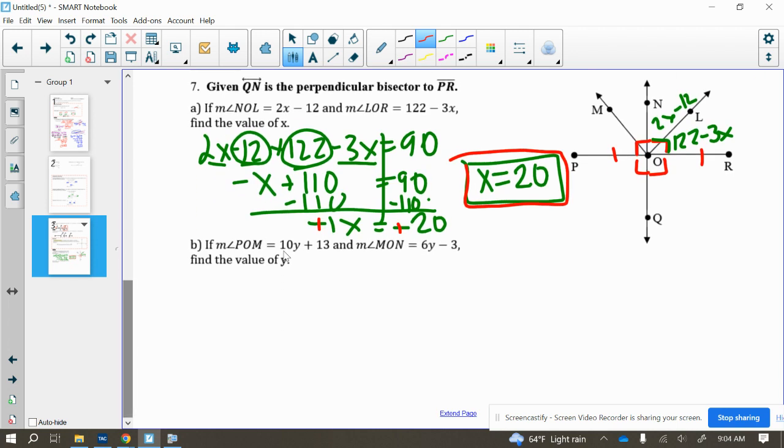So use that fact to help you solve this last part, find the value of y given those angle measurements.